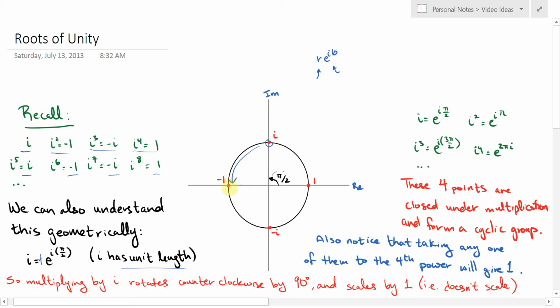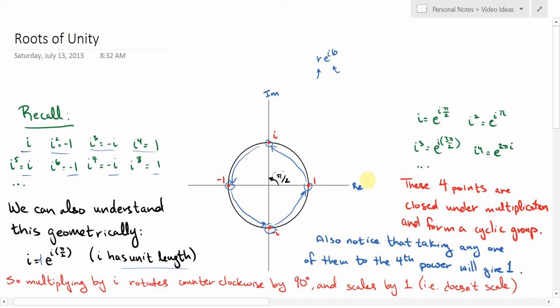Multiplying i by itself takes you to negative 1. If you multiply by i again, you should again take this point and rotate it by 90 degrees counterclockwise. That takes you to negative i. And applying i one more time takes you back. And of course, multiplying 1 by i rotates the number 1 off the real axis into the imaginary axis and turns it into i. So there are a lot of nice properties here.